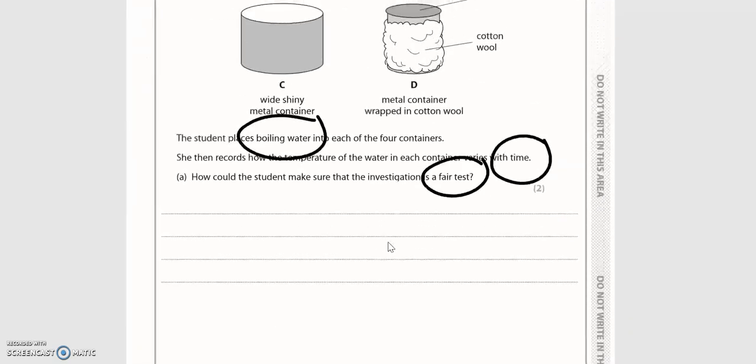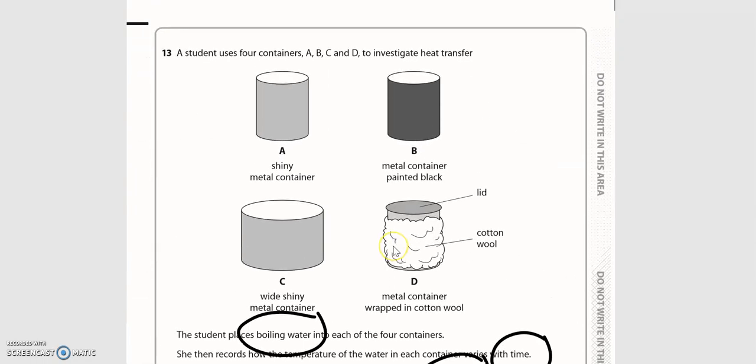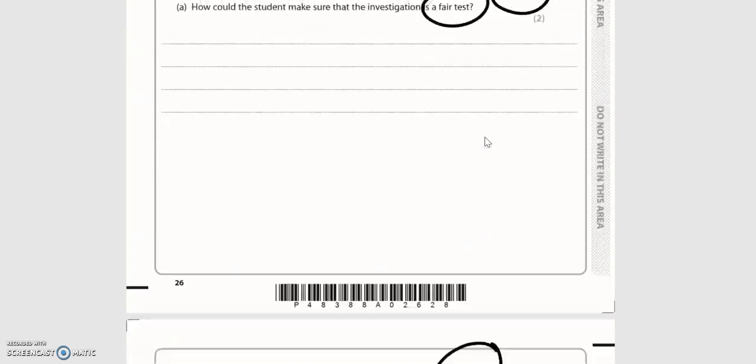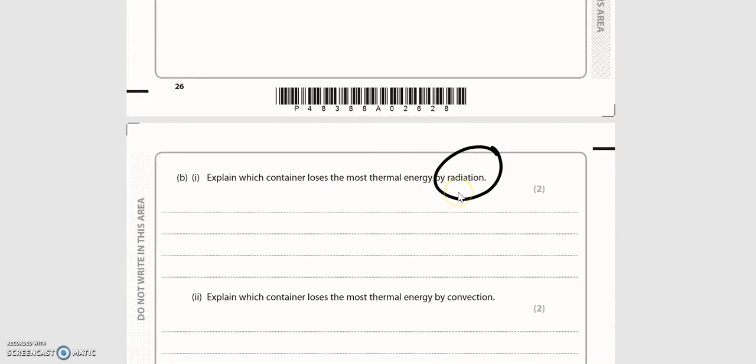Part B one. Explain which container loses the most thermal energy by radiation. So anything to do with radiation, you should be thinking about the colour of the surfaces. We have got 3 shiny metal containers and 1 metal container that's painted black. So this is just a knowledge question. The black surface is going to be the best emitter of radiation. So the container that loses the most thermal energy by radiation is B.